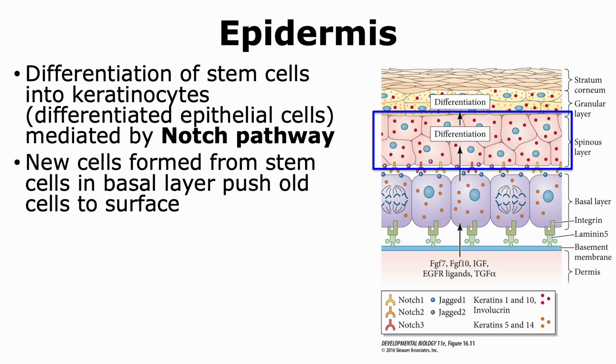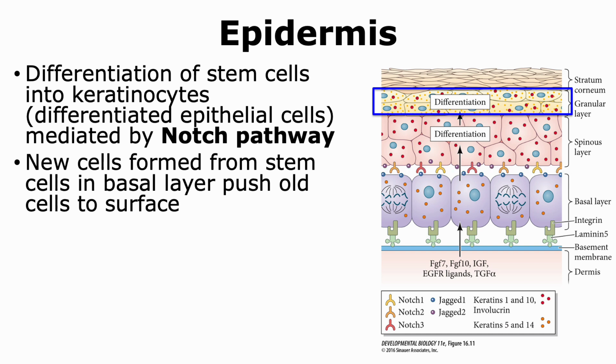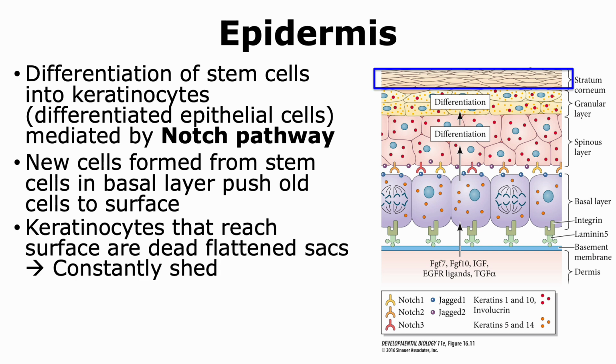The first set of differentiation forms the spinous layer. You don't have to remember the names of these layers, but what you do have to remember is that as the new cells form and undergo differentiation, they keep pushing the older cells towards the surface. Once the spinous layer is formed, the cells undergo further differentiation to form a granular layer. Finally, the keratinocytes are formed in the stratum corneum layer.